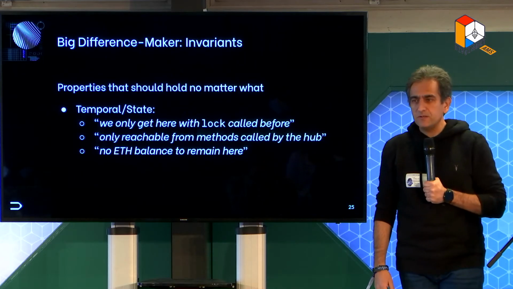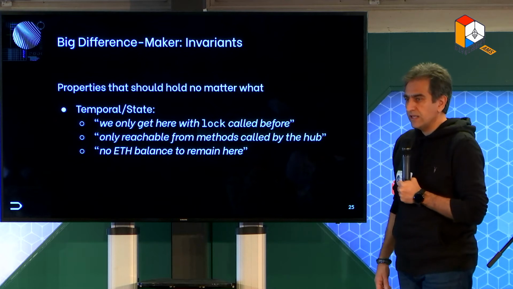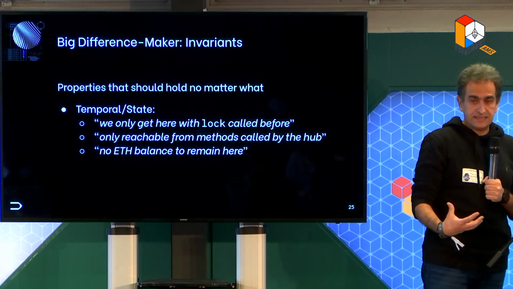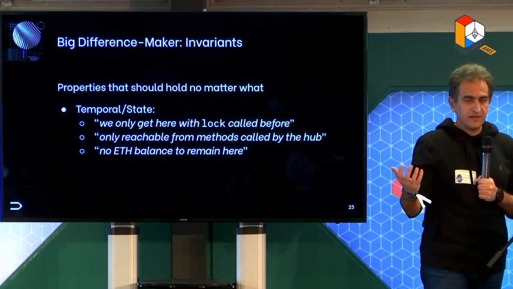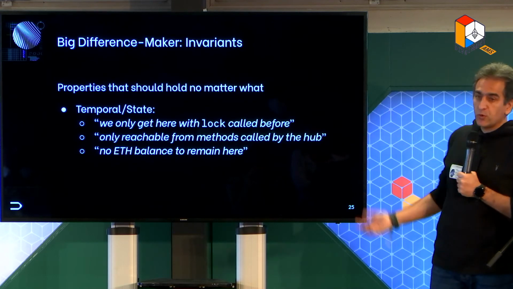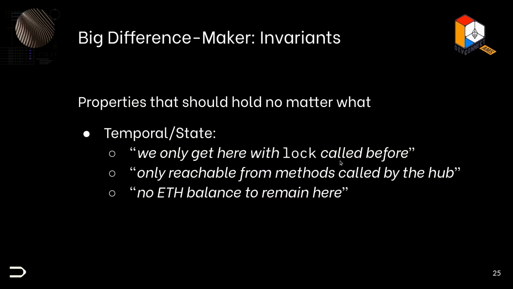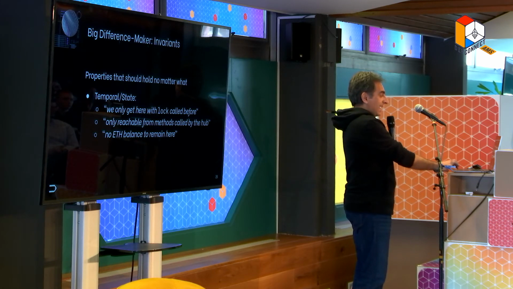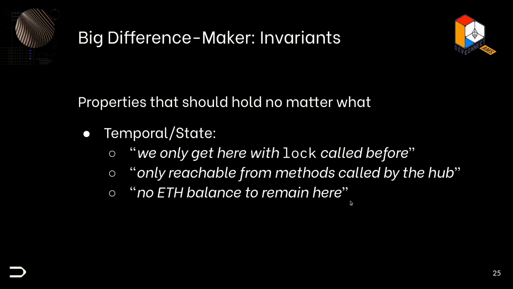The thing that I absolutely love when I'm auditing code is invariance. Some properties that will give me design insights. And those could take many, many forms. So invariants are properties that hold no matter what. And they could be temporal properties or state properties, like this function is only called under these preconditions. Whatever, preconditions on the caller, preconditions on what has happened before, and general invariants such as no ETH balance or no ERC20 token balance is supposed to remain in this contract.